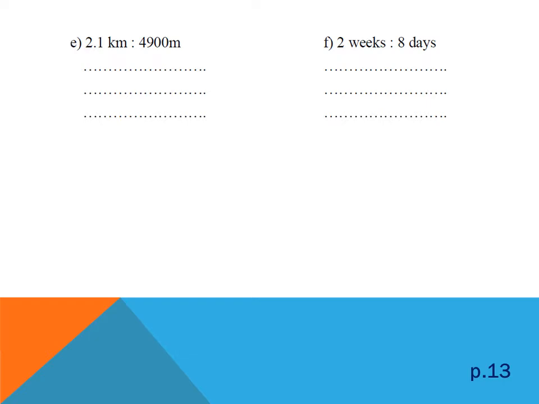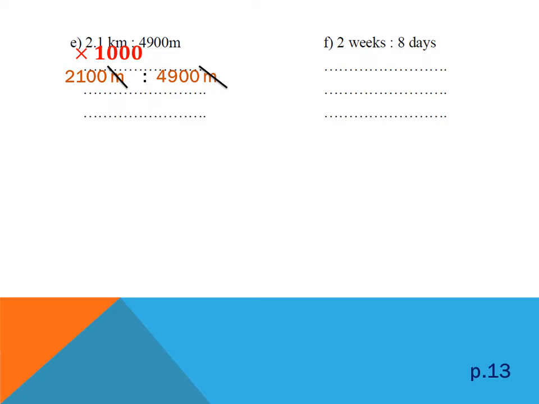2.1 kilometers and 4,900 meters. The larger unit here is kilometer. I need to convert kilometer to meter. Multiply kilometer by 1000. 2.1 times 1000 equals 2100 meters. And rewrite 4,900 meters as it is. Then start to cancel the units and simplify the ratio.